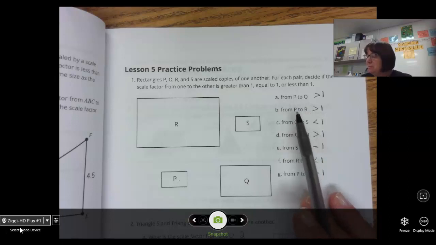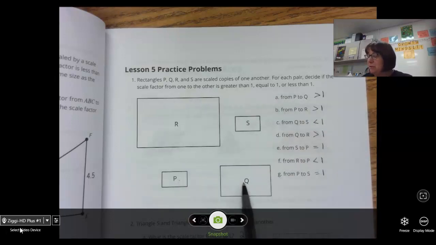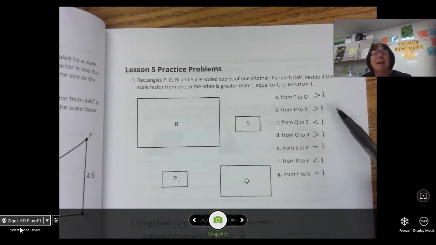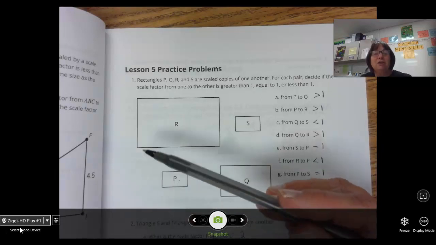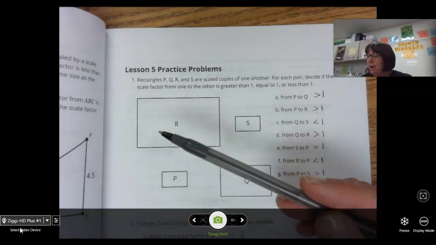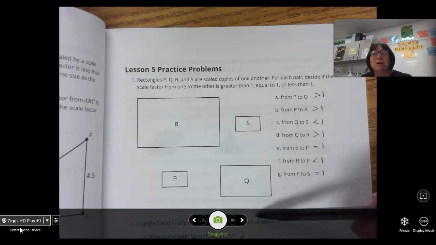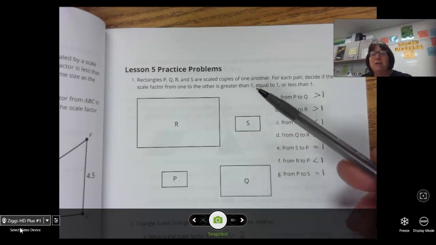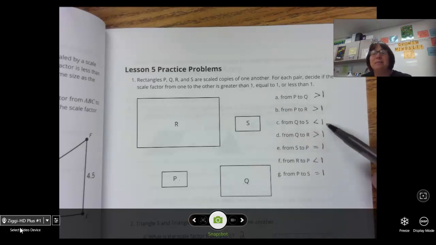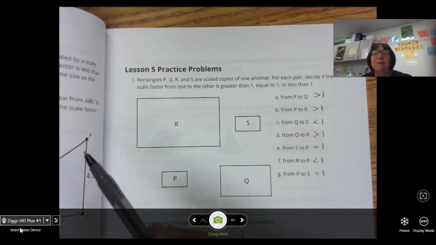So the first one was P to Q. So we're going from small to large, so it would be greater than 1. P to R is going from smaller to larger, so it's greater than 1. Q to S goes from larger to smaller, so that's going to be less than 1. Q to R goes from smaller to larger, so that would be greater than 1.